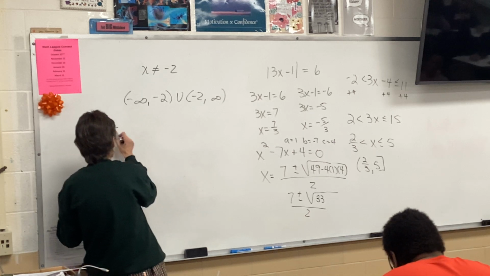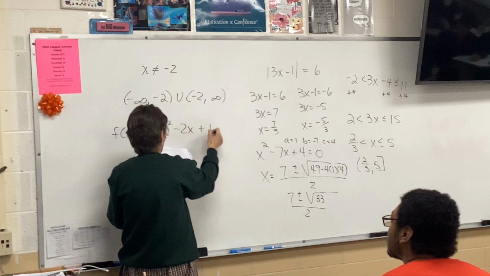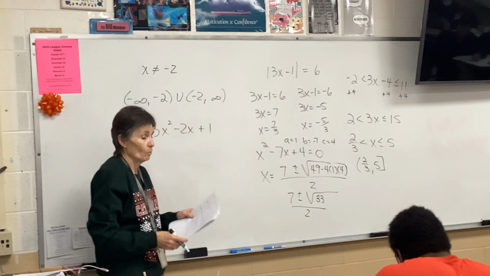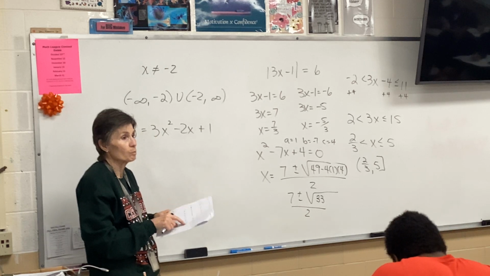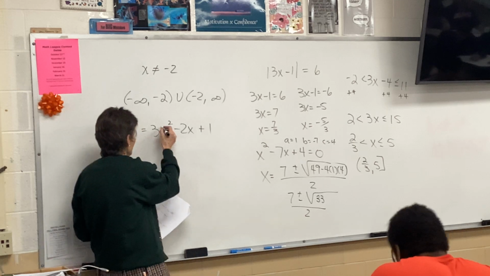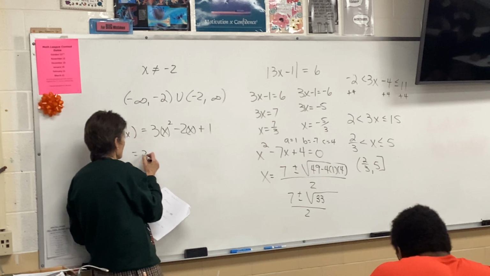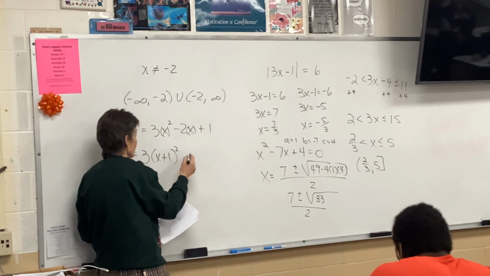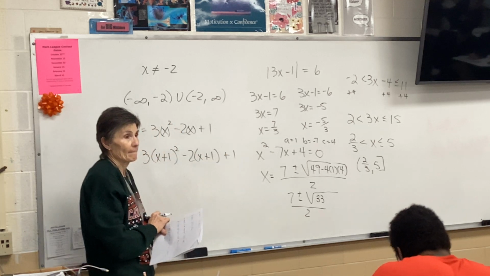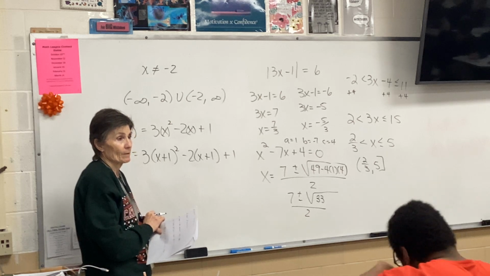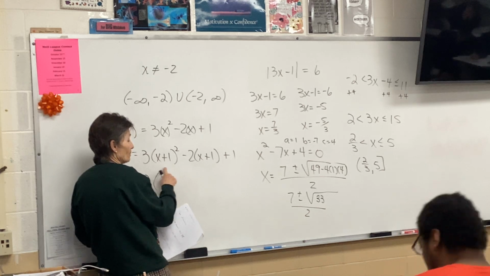Number 9, we actually did one of these on the mini review. Who remembers what we do for question number 9? We take the x plus 1 and put it here and here. So 3 times (x plus 1) squared minus 2 times (x plus 1) plus 1. Right? Then what do I do now?